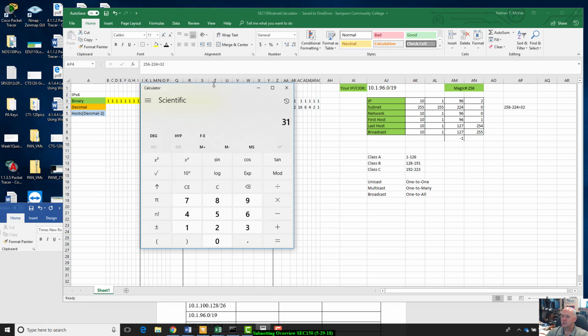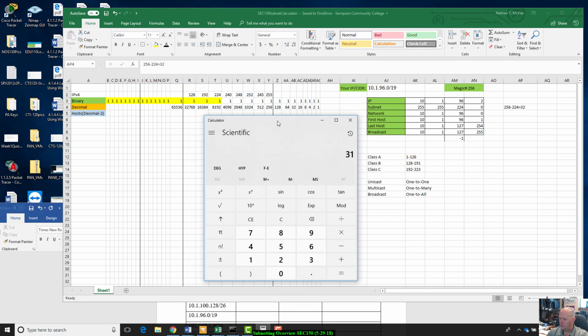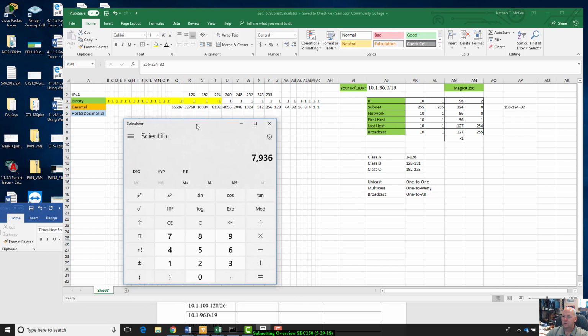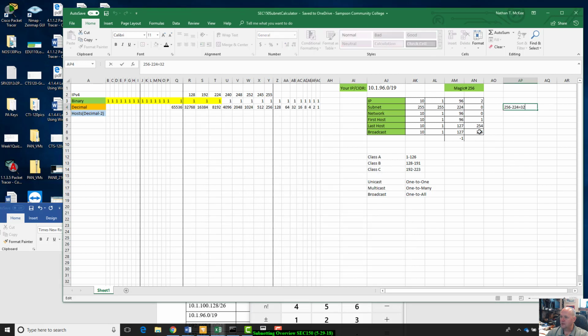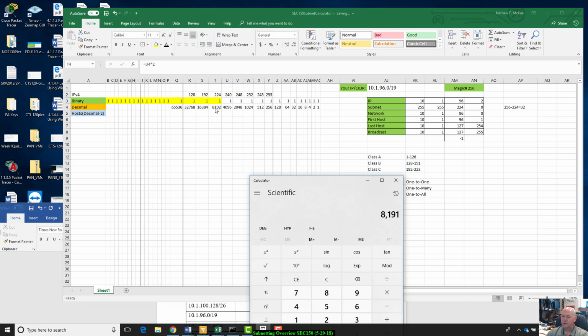We have 32. All right, correction: 31 times 256 plus 255 equals 8191, and then plus a 0 at the end. That gives us 8192.